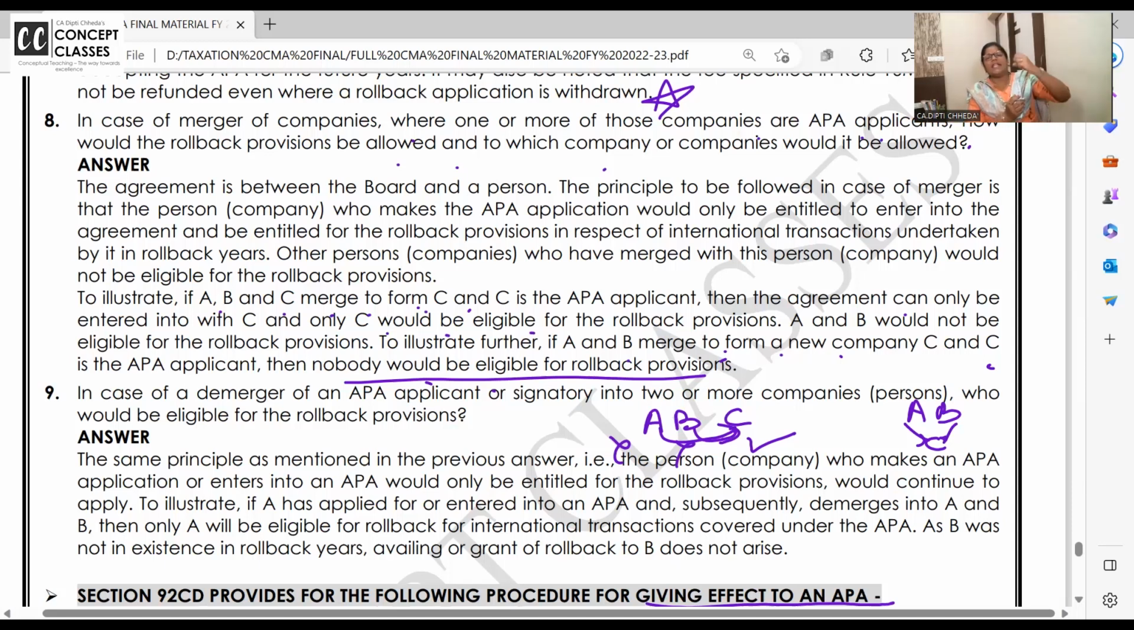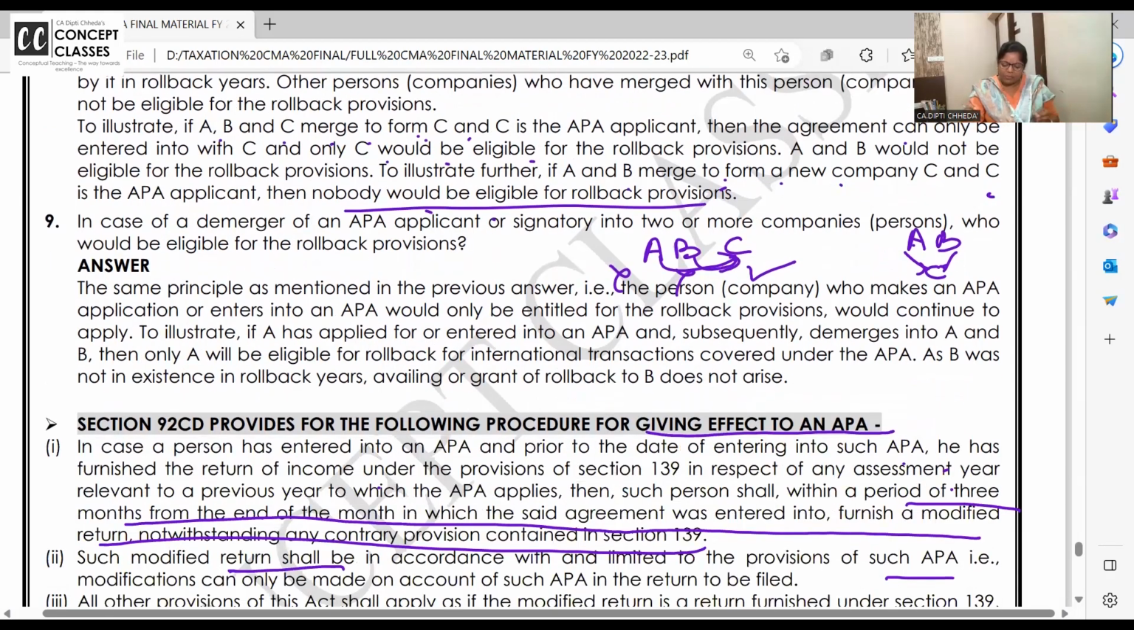Take a pause. This is common sense: when you are going for rollback, you should have some history, dear students. Clear or not? A and B are merging with C. Can A and B go for rollback? No, because they are closed. C can go, yes, because it existed earlier. But if A and B are forming a new company C, then no. Followed? Right. In case of demerger of the APA, demerger, splitting of the company, what will happen? Look.